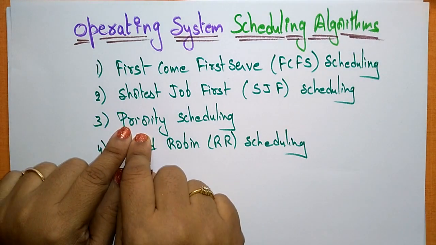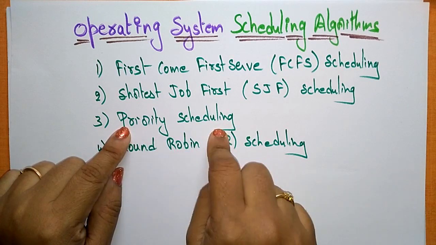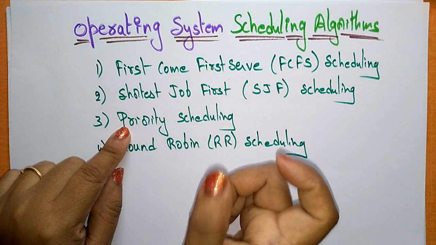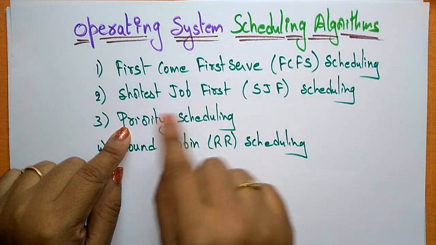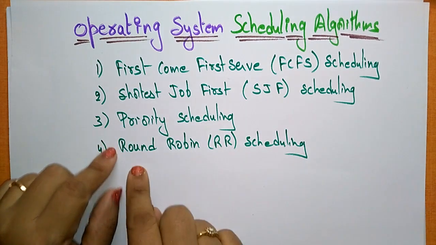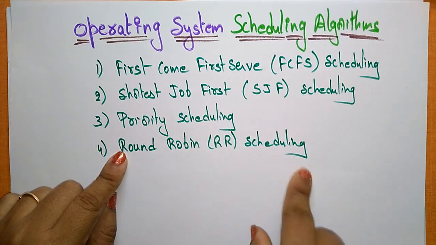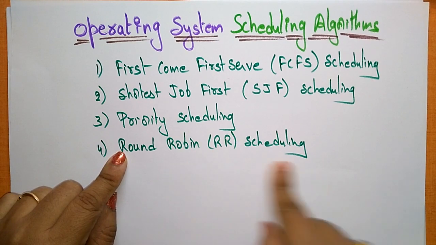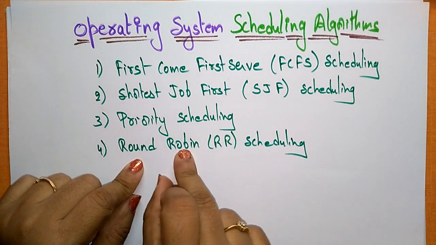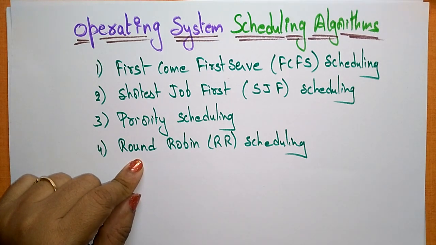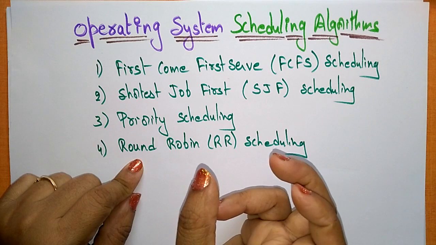The next algorithm is priority scheduling. It indicates the priority: the process having the highest priority has to be executed first. And round robin scheduling means it is rotating in a circular fashion. Here we are assigning some constant quantum time, and in that time, that process has to be executed.